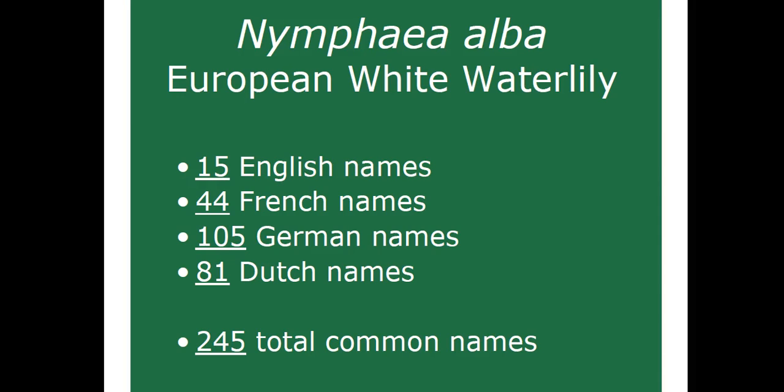Of course, this isn't a woody plant, but this really goes to show the whole issue of why we would not use common names. Because in English, there are 15 different names used by different localities to describe the white water lily. In France, we have 44 different names. German, 105 names. And 81 different Dutch names, all for one plant. So, total, 245 different common names for one plant, or one scientific name used internationally, Nymphaea alba.